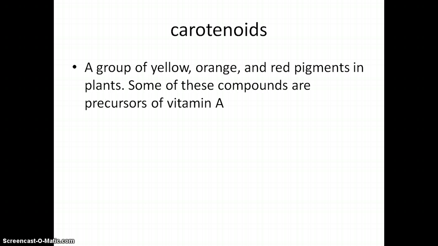Carotenoids are that group of orange, yellow, and red pigments in plants. These are the carrots and the pumpkin and the deep orange that we eat oftentimes in the fall. Many of these compounds are precursors to vitamin A.